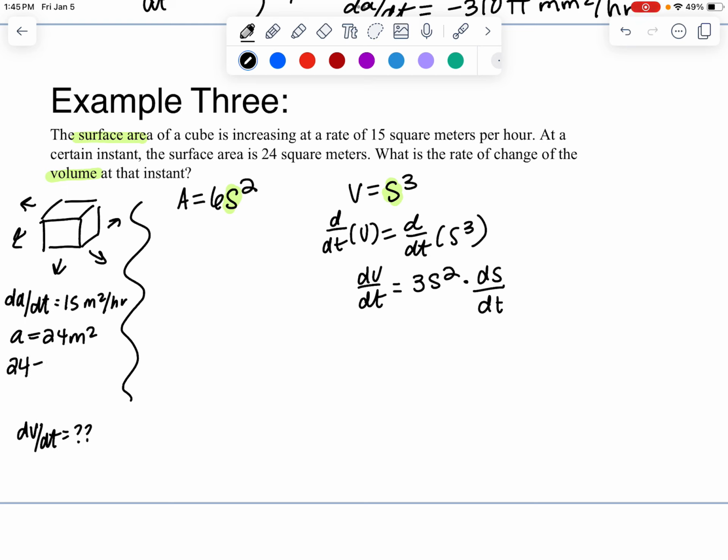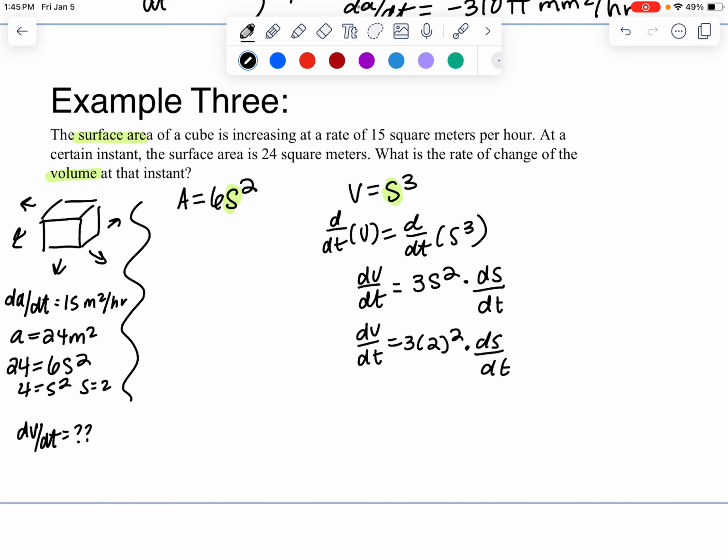We would just do 24 equals 6s squared. That gives us 4 equals s squared, so s is 2. So we know what s is, but we were not given the change in the side length over time. Think about what we could do. Maybe pause it. I'm going to go on though.